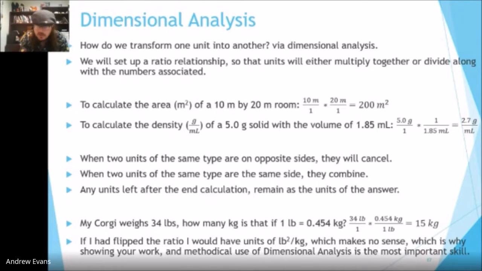So I can multiply everything on the numerator, multiply everything on the denominator, and do that division. Now, if I had switched the ratio and divided by 0.454, I would have 2 pounds on top and a kilogram on bottom. Nothing cancels out, and we'll have pounds squared per kilogram, which is a unit that does not make sense mathematically for us. So if we set this up right, the units should always work out.